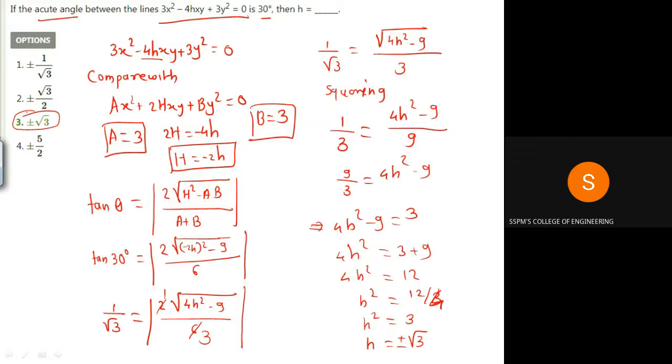So this is how you will find, if the acute angle is given, you can find any of the values, that is A, B or H. If any one of these values is not given, you can find that value. And if theta is not given, then you can find the value of theta using A, H and B. So these are the variables here: A, H, B and theta. Four of them are there, one of them will not be given, and you will have to find it using all the other three.